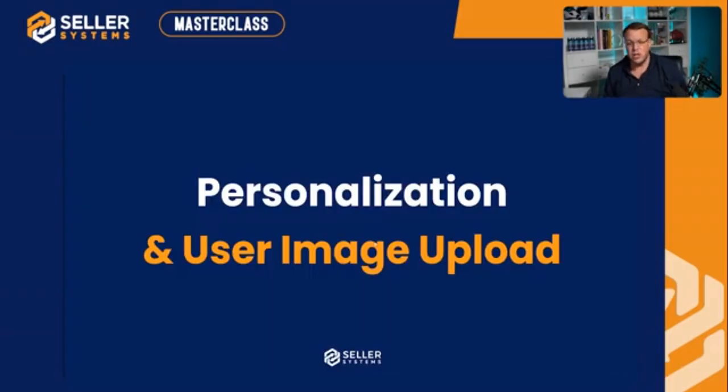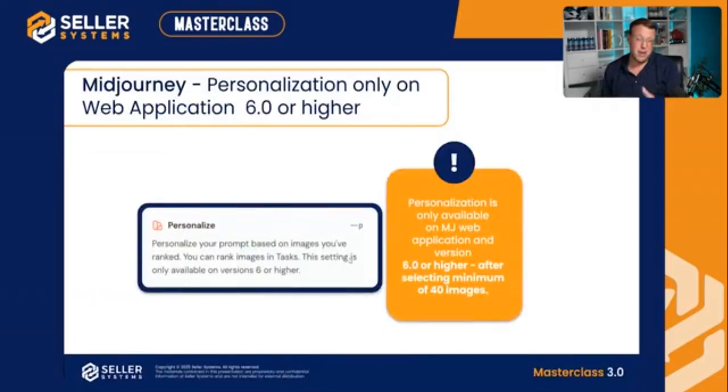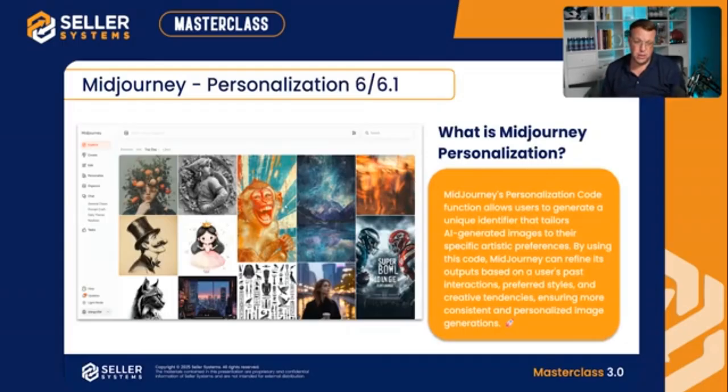So personalization and user image. So this is the process for doing that thing that I told you about, so you can really understand. But just to understand what personalization is, it's a code and a function that allows users to generate a unique identifier that tailors all of the AI generated images to their specific artistic preferences.